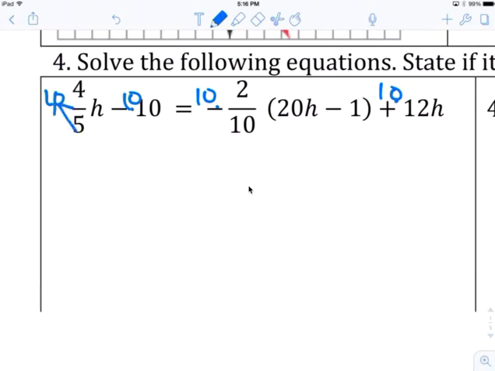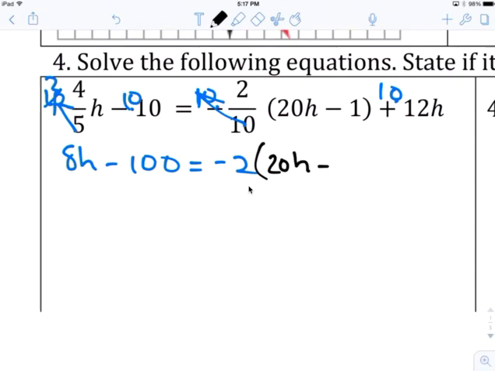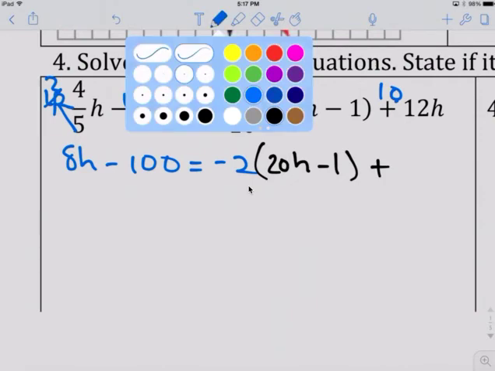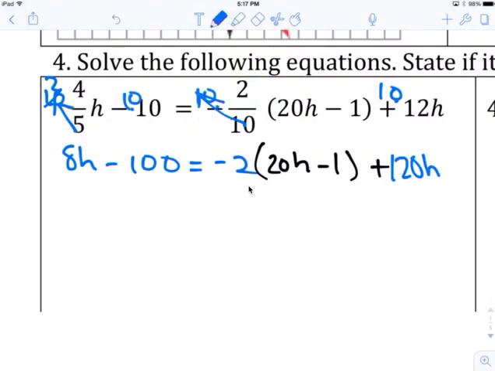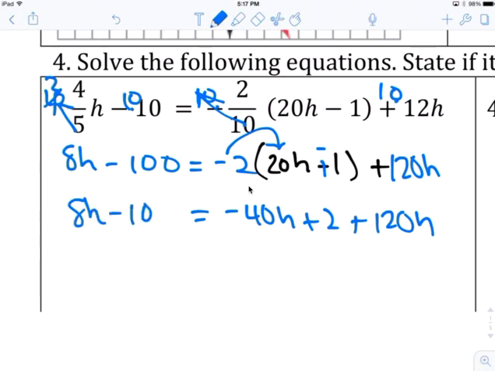5 into 10 is 2 times, so that's 8h minus 100. 10 into 10 is 1, and 1 times the -2 is -2. Leave everything inside the parentheses alone. Minus 1, 10 times 12 is plus 120h. Negative that, you get -40h plus 2 plus 120h, equals 8h minus 100. Combine these.